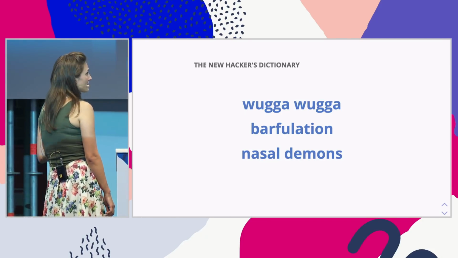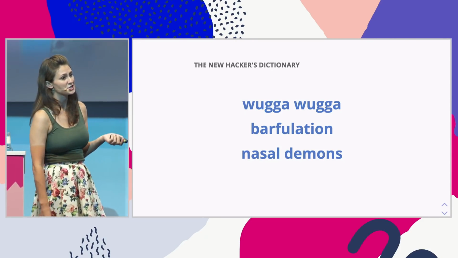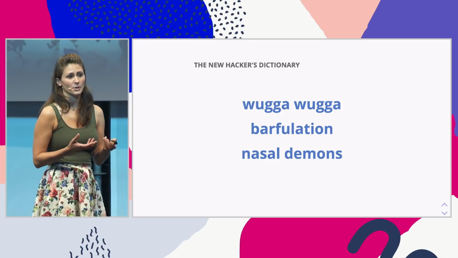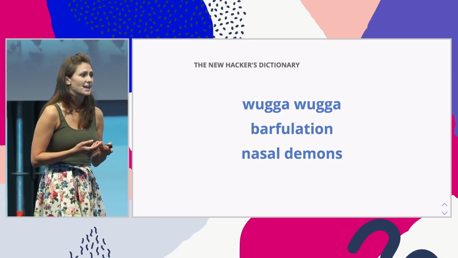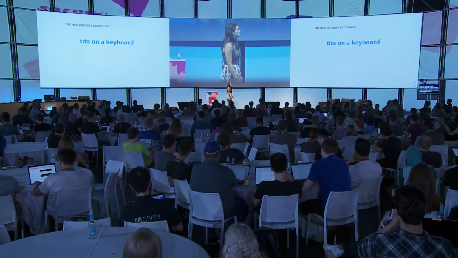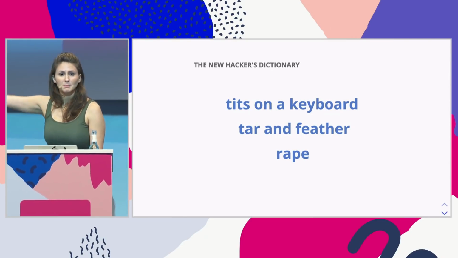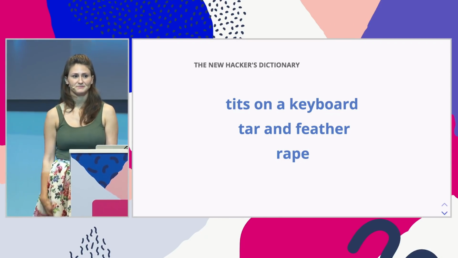But at the same time, alongside these more humorous and more interesting terms in this dictionary, there's also a lot of really upsetting words. Words that very clearly indicate some of the cultural issues that we are still dealing with today in programming. Words like tits on a keyboard, tar and feather, rape. These are all considered programming terms according to that dictionary, right?